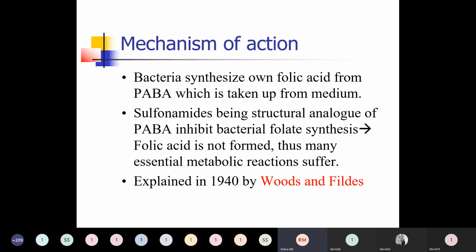Coming to the mechanism of action of sulfonamides. Now, bacteria need folic acid for various essential metabolic reactions. They synthesize their own folic acid from para-aminobenzoic acid, that is PABA, which is taken up from the medium. Sulfonamides, being structural analogs of PABA, inhibit the bacterial folic acid synthesis by inhibiting an enzyme called folate synthase. Thus, folic acid is not formed. As a result, many essential metabolic reactions suffer. This mechanism was explained in the year 1940 by Woods and Fildes.